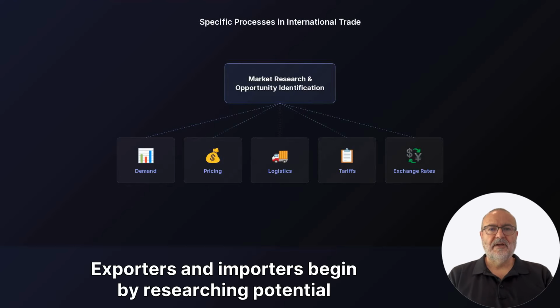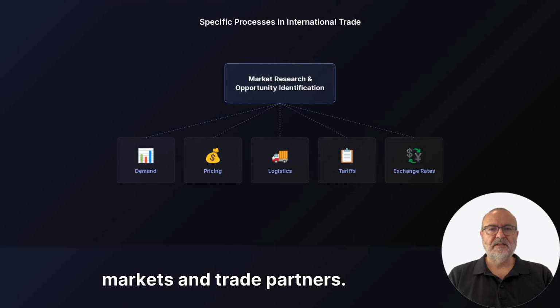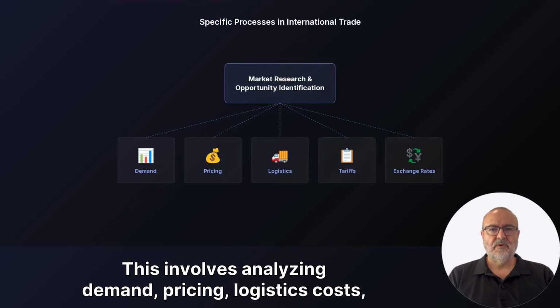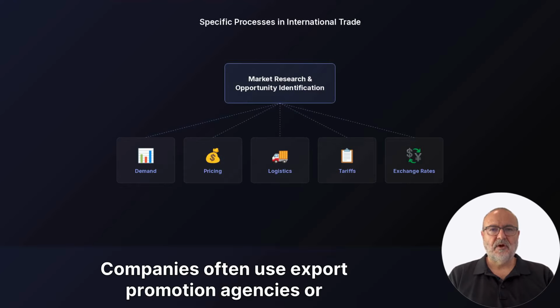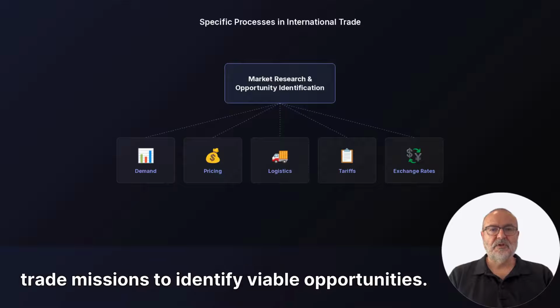Exporters and importers begin by researching potential markets and trade partners. This involves analyzing demand, pricing, logistics costs, tariffs, and exchange rates. Companies often use export promotion agencies or trade missions to identify viable opportunities.